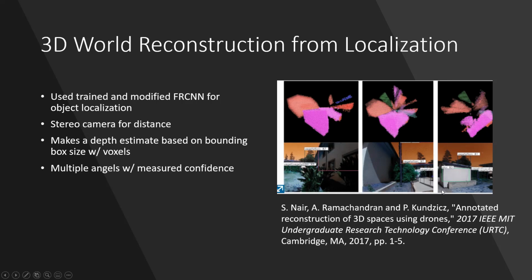So basically, you make a depth estimate from your camera, and then the depth of that object is based on the bounding box size, which are these colored boxes that localize these objects. And you guess how deep that is in voxels. We'll talk about voxels in just a second. Then the more angles you have, the greater confidence you have in the image. And you can start to build these maps like you see.